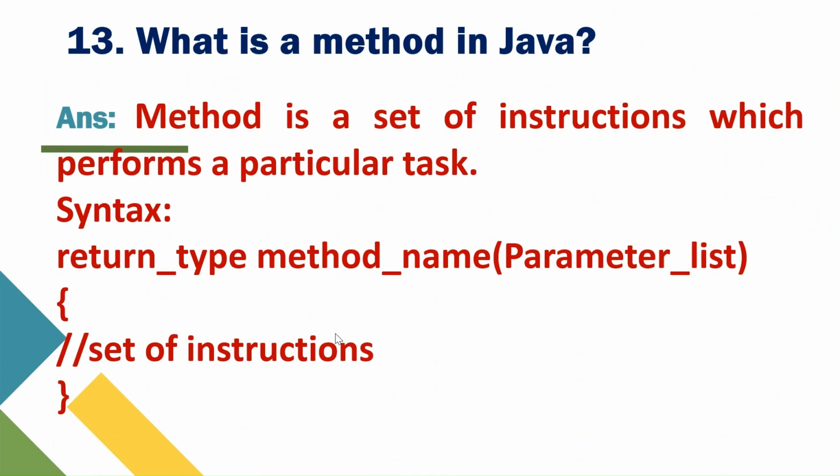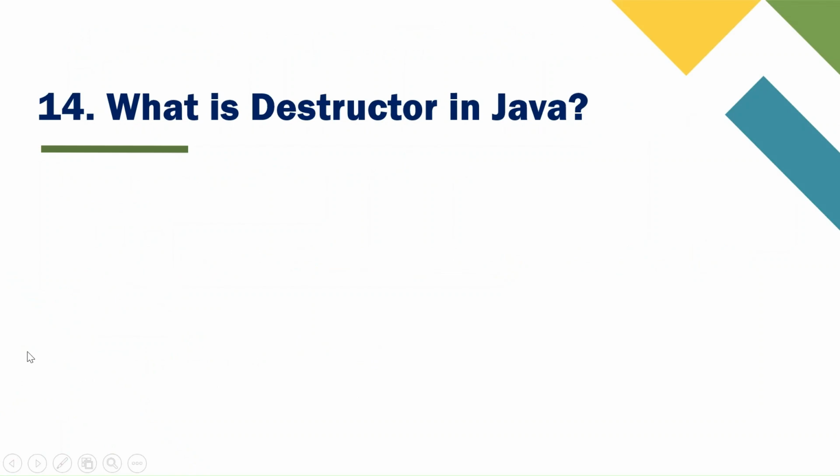The method is a set of instructions which performs a particular task. So you can write a number of methods in a class. Coming to the syntax of the method, we have a return type of the method, like it could be void, integer, character, float, etc. Then we need to write the method name followed by the parameter list, and the parameter list is optional. If it is required, you write; otherwise, no. And the method holds a set of instructions.